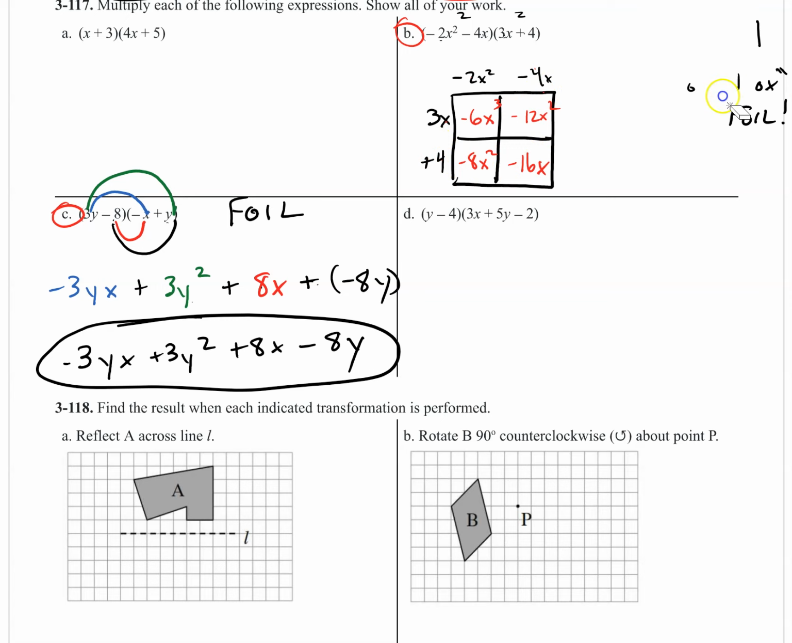And let's fill in our answer. So these ones are like terms, the x squareds. So this is equal to negative 6x to the power 3 minus 20x squared minus 16x. 12 and 8 make 20. So negative 12 and negative 8 make negative 20.